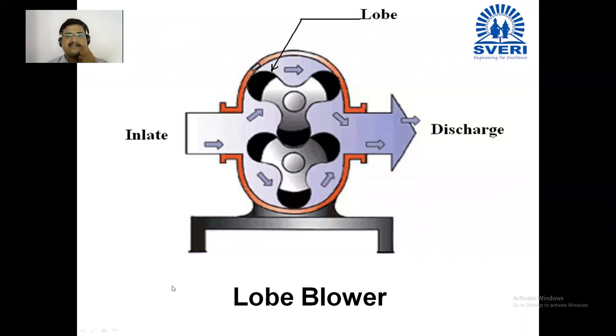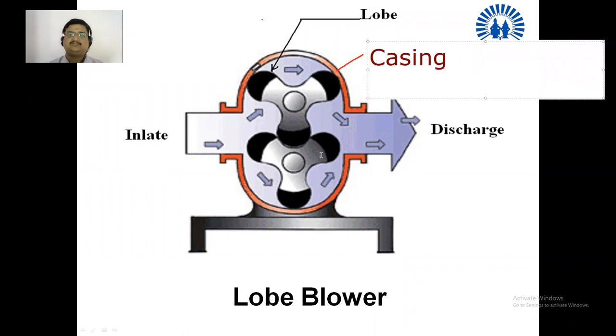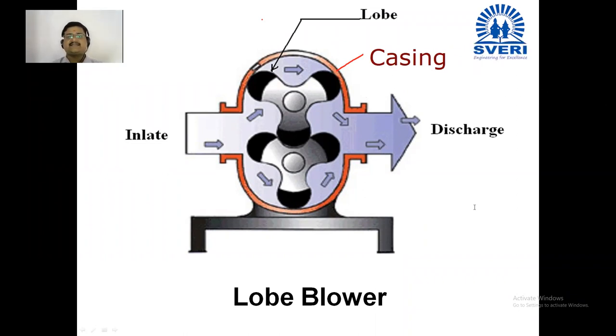What is there in the construction? Let us concentrate. So, first of all, there is a casing. This part, which is colored with the red color, is nothing but the casing. Okay, this is the casing.